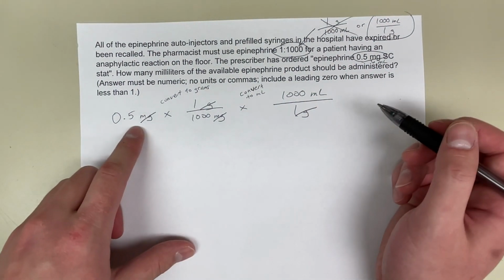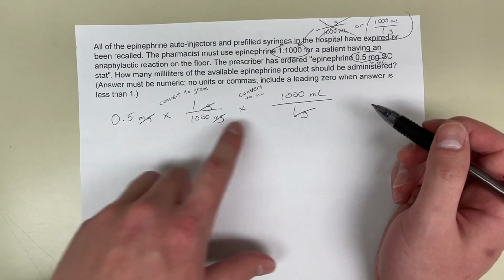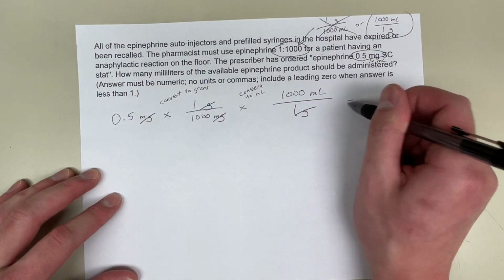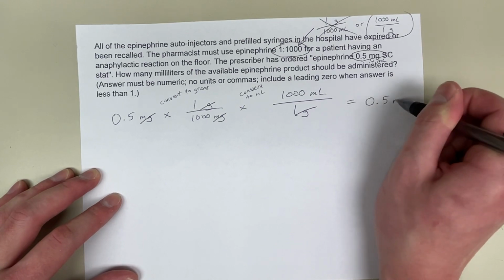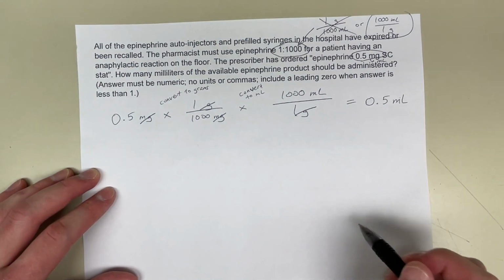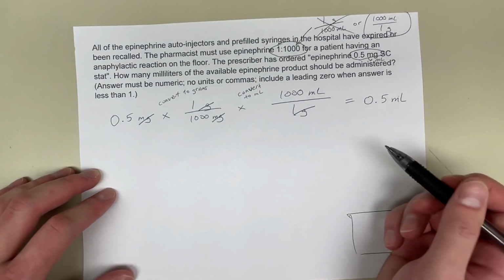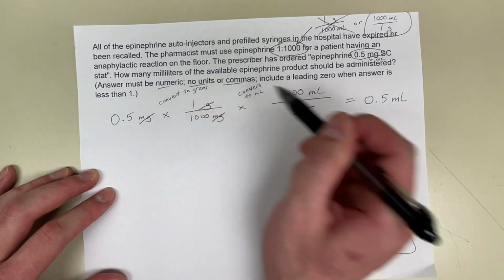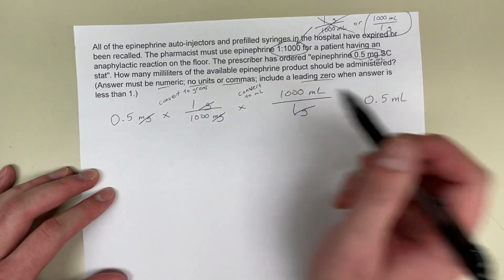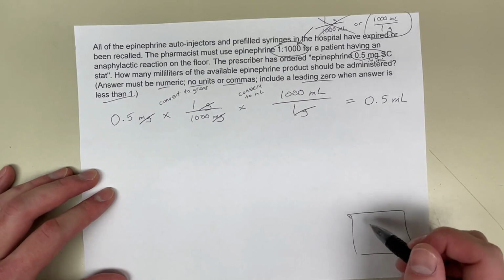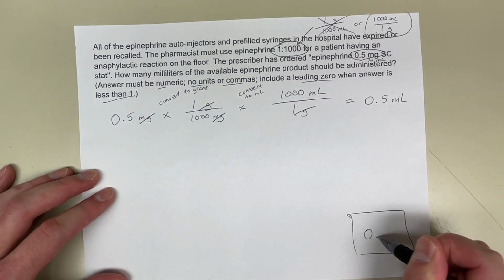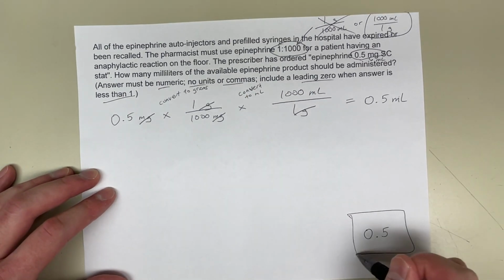So when I solve for that, 0.5 times 1 over 1,000 times 1,000 equals 0.5 milliliters. And that's your answer. On the computer, enter a numeric answer with no units or commas. Include a leading zero when the answer is less than 1, which is the case here. So you have to put a 0 here, 0.5. And that's your answer.